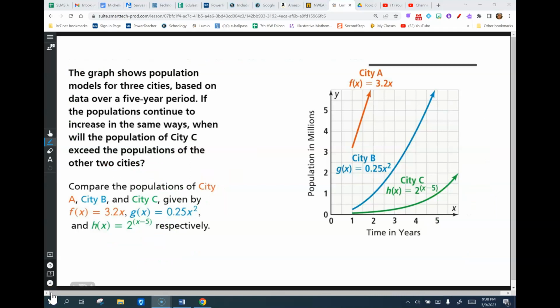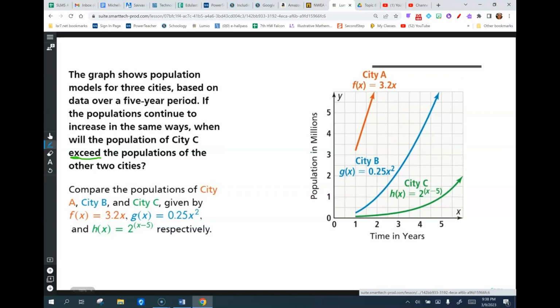So the next thing they ask us in this lesson is, okay, so we have all these different functions, quadratic, linear, exponential, all this other stuff. When will the population exceed the other ones? So you take these three functions, and how do you think we could find that out? Maybe Desmos. That's right. We could go and graph it.